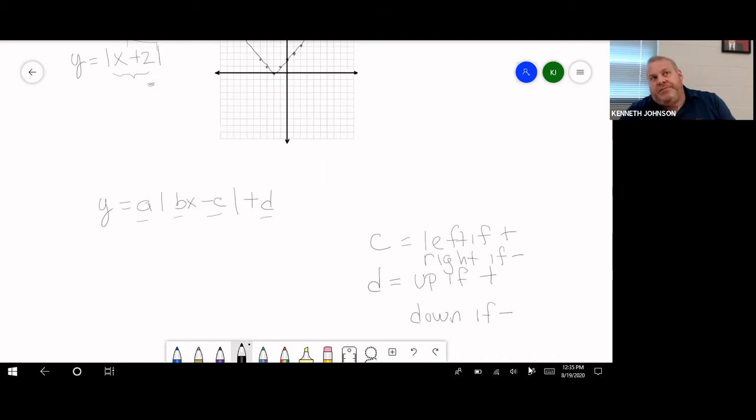Now, that's a simplified form of this. So y equals the absolute value of x minus 6. Well, the minus 6 is a negative, so it moves it to the right 6. Let's just look at it like this for simple rules. If the number inside is a negative, it moves to the right. If the number inside is a positive, it moves to the left.